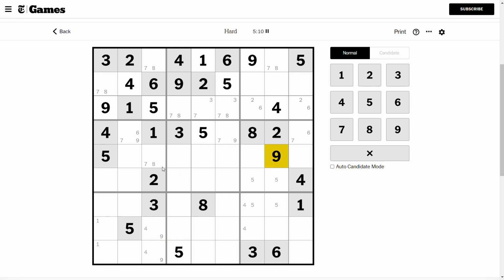While I'm here, I can say that the digit 9 in block 4 is forced into one of these two cells.